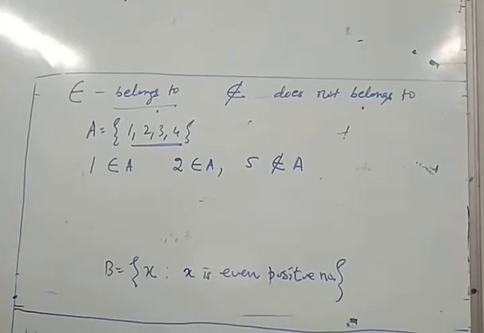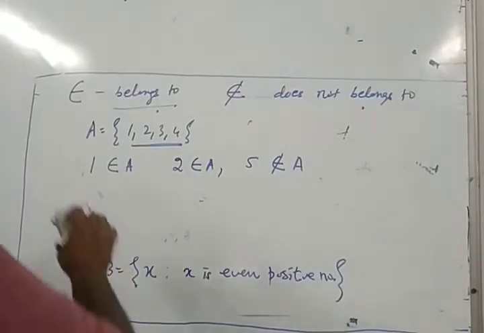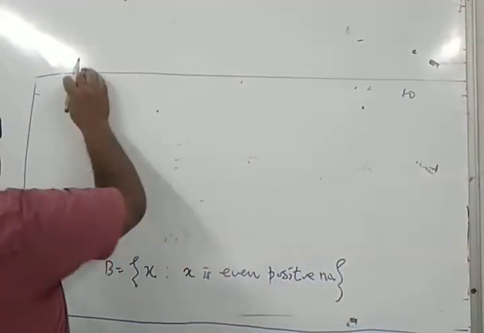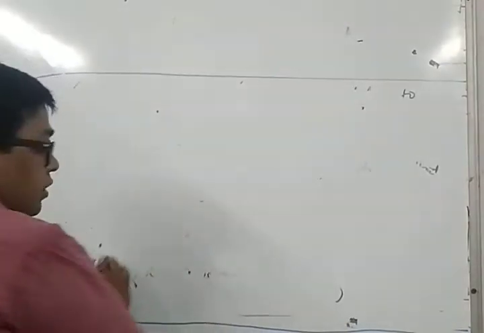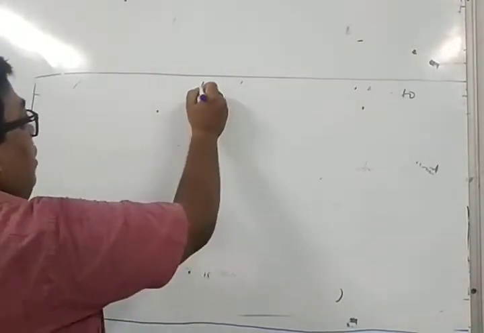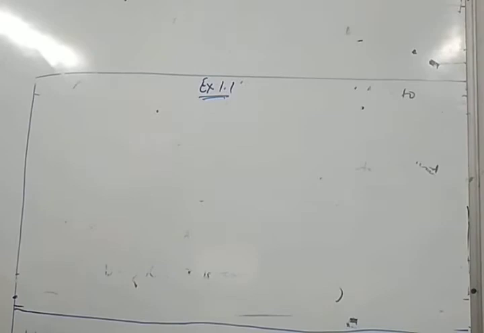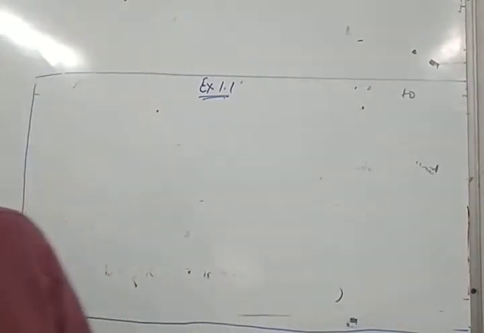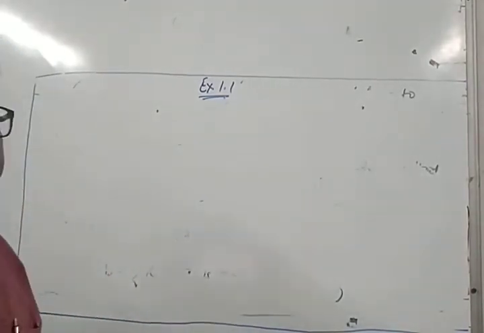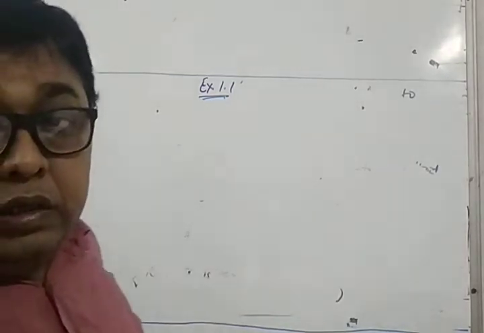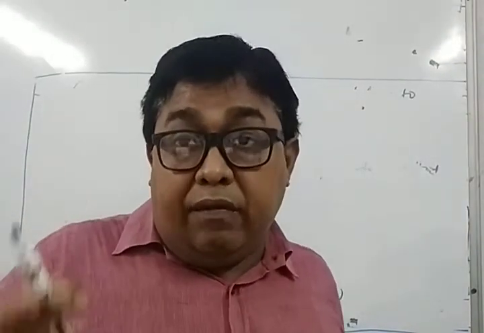Now I am going to start the very first exercise, 1.1. There are many exercises: 1.1, 1.2, 1.3, 1.4 and so on. For the very first question, you have to tell whether it is a set or not, because I have told you that a set means a well-defined object.